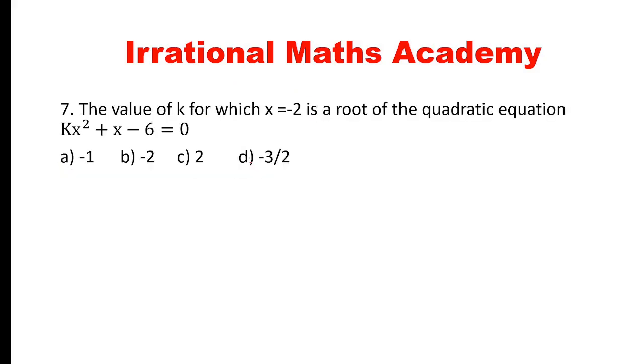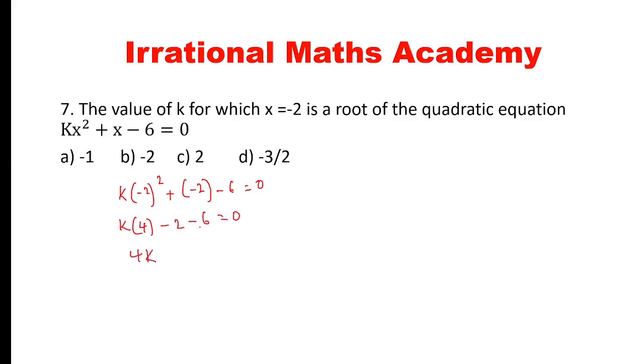Next, the value of k for which x equal to minus 2 is a root of quadratic equation kx square plus x minus 6. So x value they gave, so substitute in that. So k into minus 2 whole square plus minus 2 minus 6 equal to 0. First, whenever bracket is there, you have to solve it. Minus 2 whole square means what will we get here? 4. So k into 4, 4k, minus 2 minus 6.